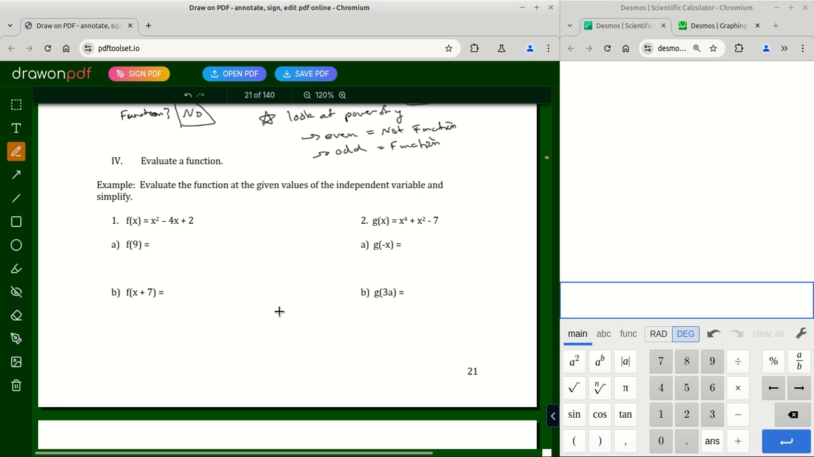Desmos. And so, yeah, when they say evaluate, they're saying plug it in. And they say f of x, and then they say f of 9. F stands for what? F stands for function. So we got a function, and they say x is equal to 9, plug it in, and we're good.